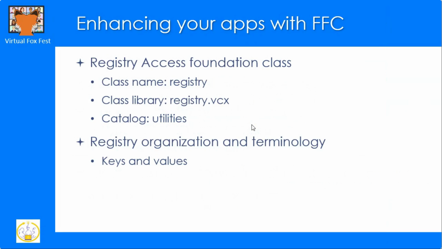So the registry access class, first of all, the class name is registry. The library is registry.vcx. If you're in the component gallery, it's in the utilities catalog. Quick word about registry organization. I don't know how many of you, or how often anymore any of us, have to work in the registry, but we talk about keys and values. To me, those are like file paths and folders and files within a folder. A key is like a path. A value is like a folder, and then there are contents within those values. So that's just the kind of terminology we'll be talking about.